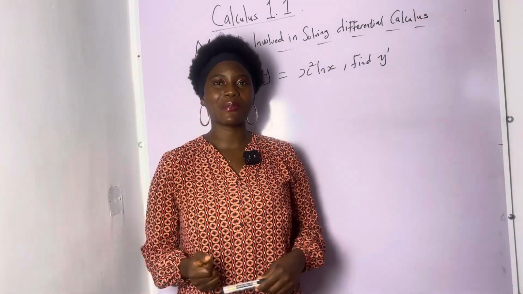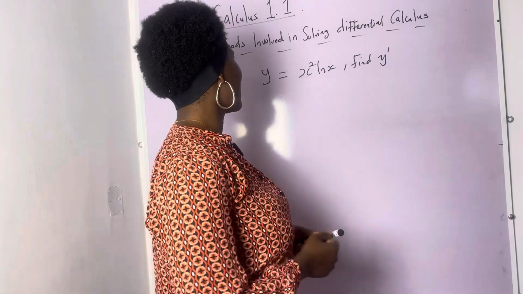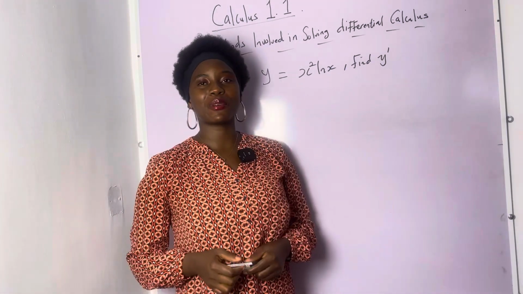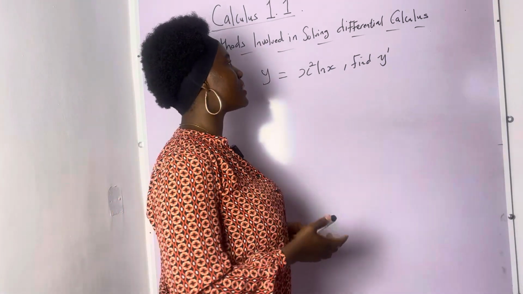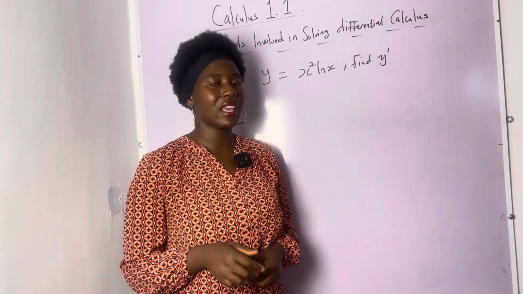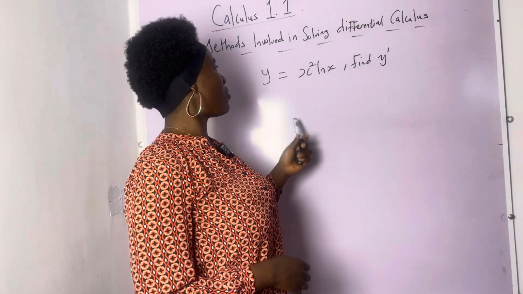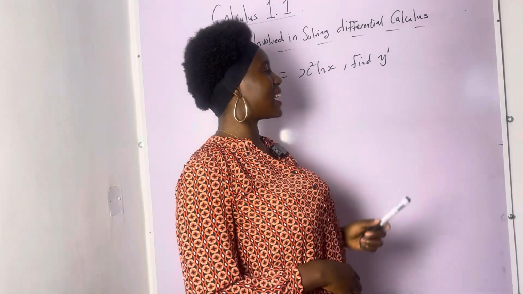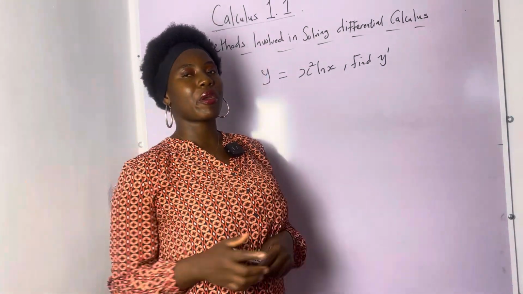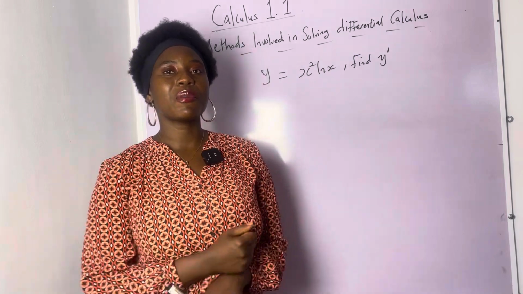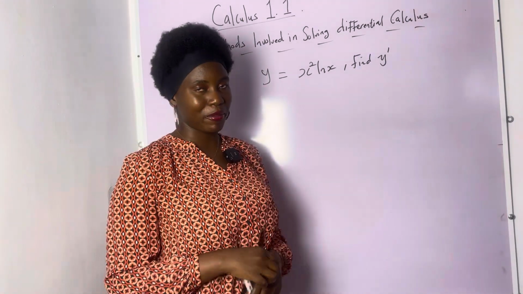And on today's episode, we're treating calculus 1.1. Under calculus 1.1, we're treating different methods involved in solving differential calculus. Now we're given y equals x squared ln x. Find y prime. How do we find y prime? It's very simple, guys. Follow me on this episode and I'll show you how to solve for y prime.